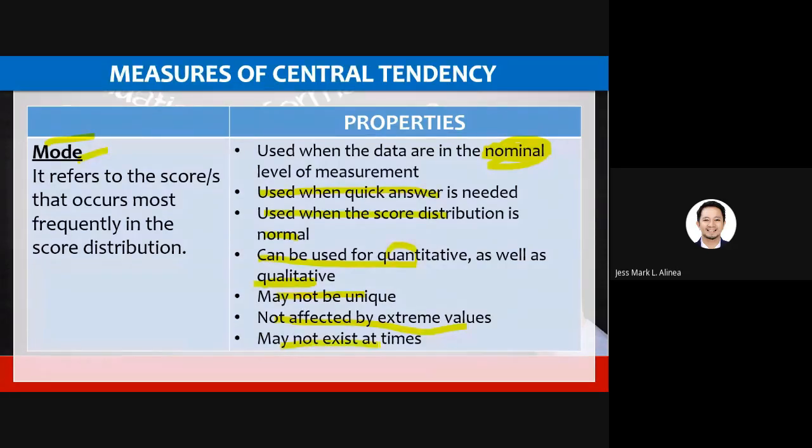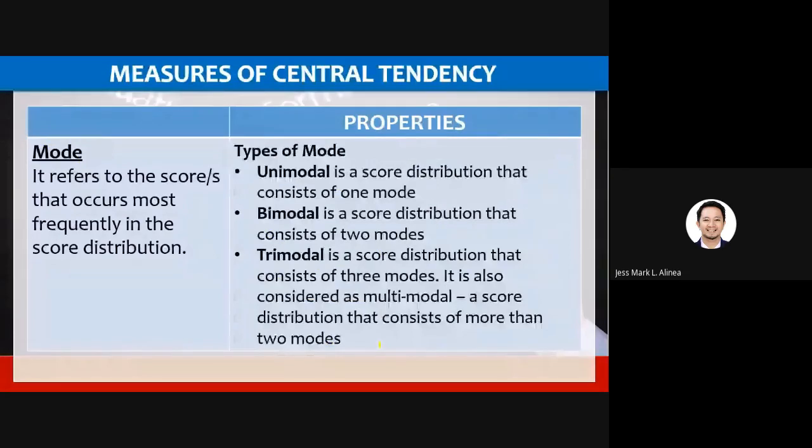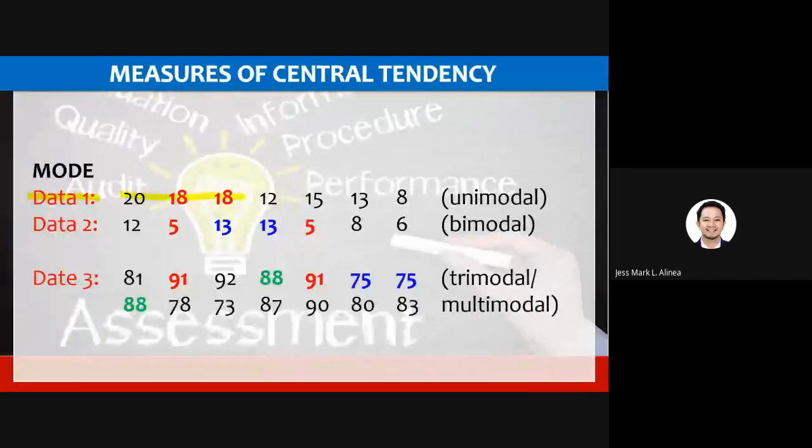Meron tayong tatlong uri ng mode. We have the unimodal, kung isa ang mode ng isang set of data, bimodal, kung dalawa ang modes, at trimodal or multimodal, kung higit sa dalawa ang modes ng isang set of data. Say for example, data number 1: 20, 18, 18, 12, 15, 13. Ang most frequently occurring, 18. So, ang mode natin is 18. Since isa lang ang mode, unimodal.